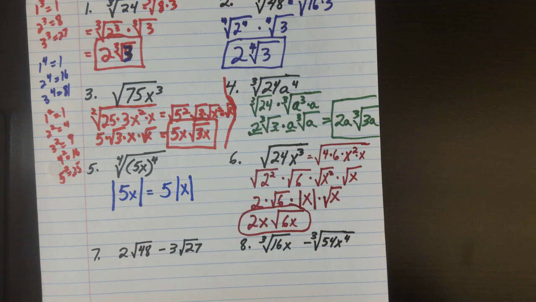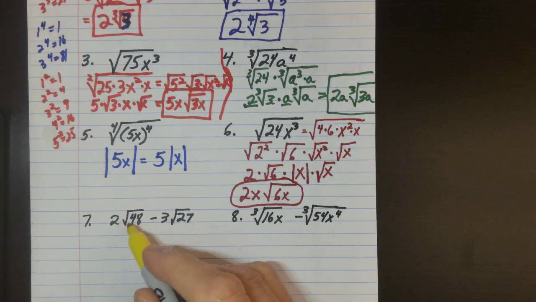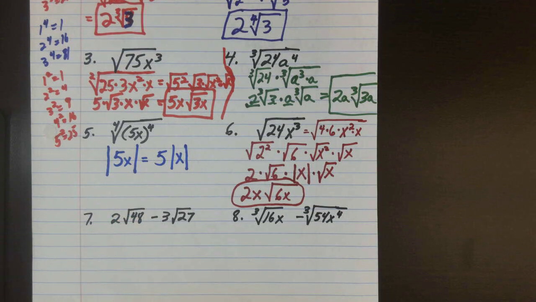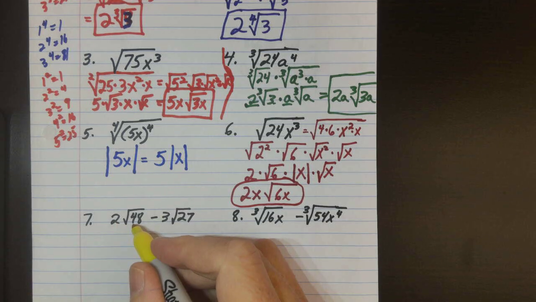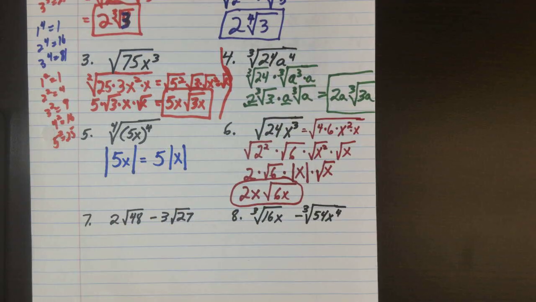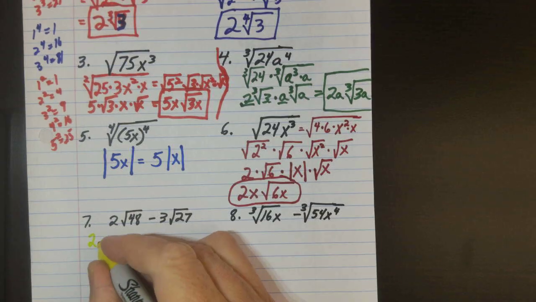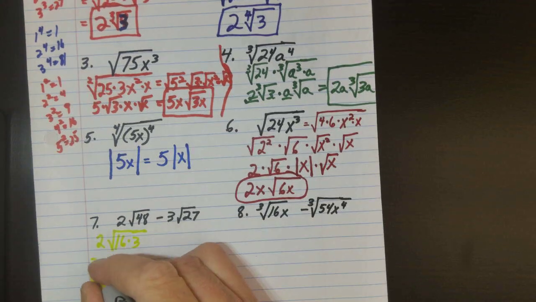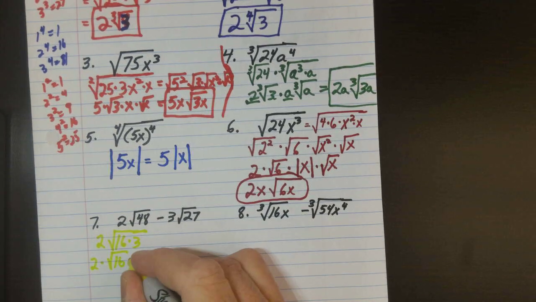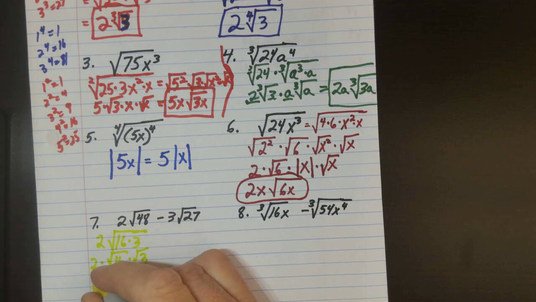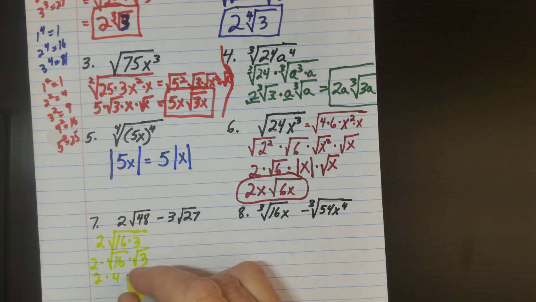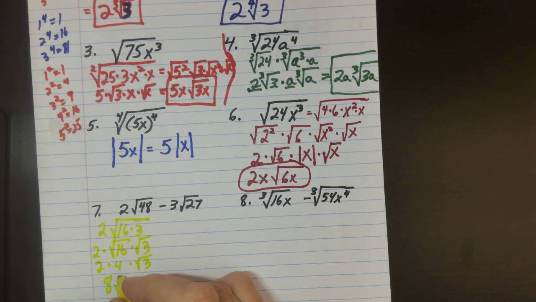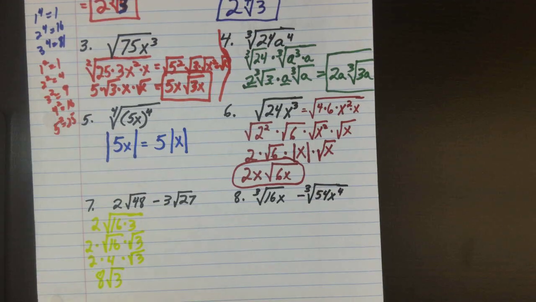And then 2 more examples. I want to simplify the square root of 48. I want to simplify the square root of 27. And 48, I did 16 times 3 earlier. So that's 2 times the square root of 16 times 3, which is 2 times the square root of 16 times the square root of 3, and square root of 16 is 4. So 2 times 4 times the square root of 3. And that's 8 radical 3. That's what that one is.